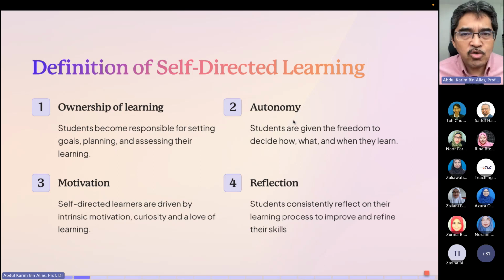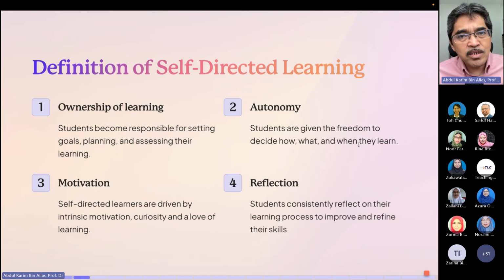So number 2 is autonomy. Empowering, giving the power. We give the students the opportunity, the freedom to decide, because they are adult learners especially. They have to decide because they are responsible for whatever they do. Decide the how, the what, and the when they learn. We don't dictate. Kita tak control. We don't control. We don't dictate.